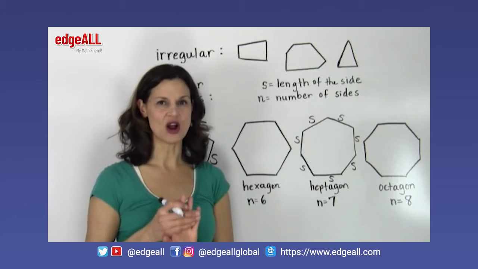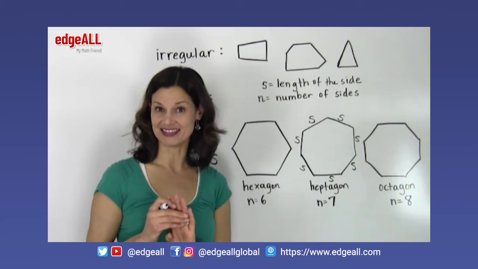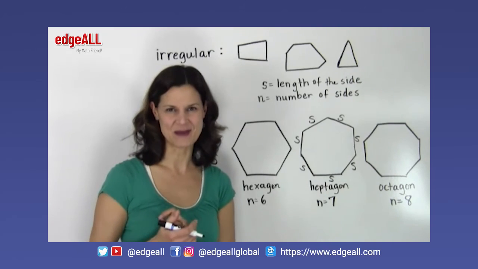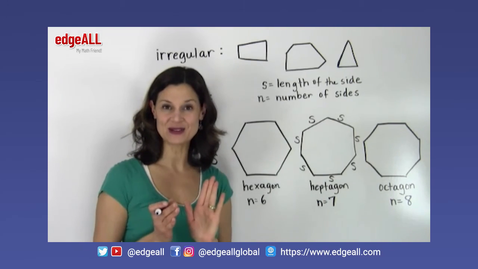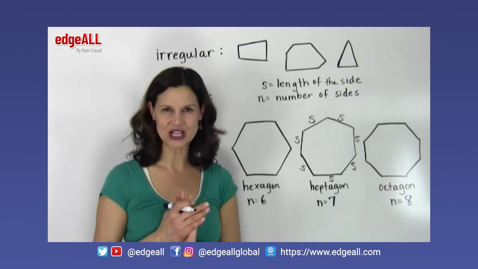Finding the perimeter of a regular polygon is really simple. We just need to know the length of one side and the number of sides. Multiply those two numbers together and we have the perimeter of our regular polygon.